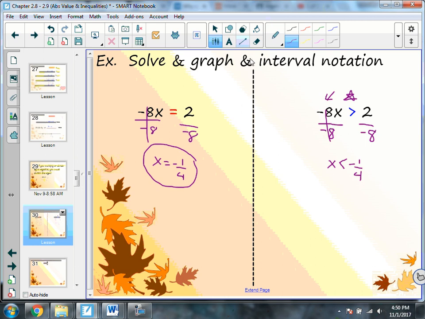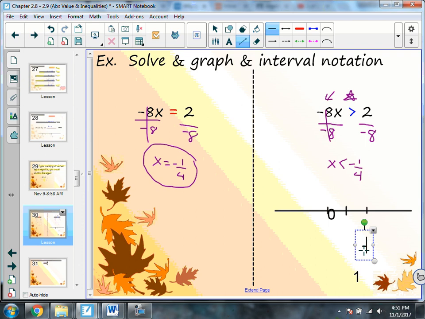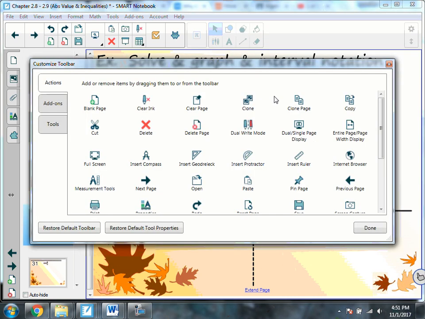So if I want to do a graph, here I'm just going to put some tick marks on here. I'll put 0 and then 1 and then -1 just for kicks. Just so I can get a couple different values here before and after our actual -1/4. So -1/4 goes between 0 and -1. That's where that falls.